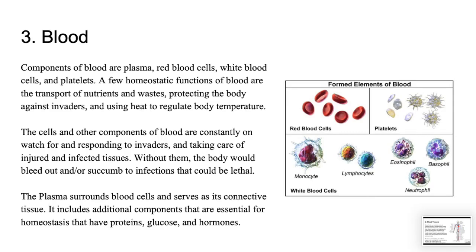The cells and other components of blood are constantly on watch for and responding to invaders, and taking care of injured and infected tissues. Without them, the body would bleed out and/or succumb to infections that could be lethal. The plasma surrounds blood cells and serves as their connective tissue. It includes additional components that are essential for homeostasis, such as proteins, glucose, and hormones.